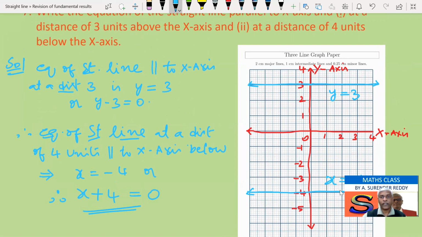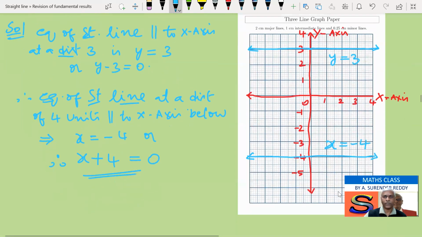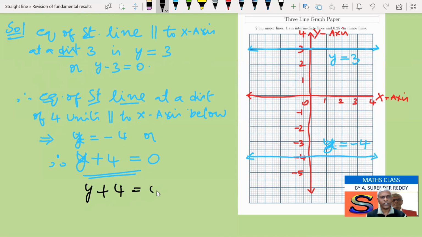Y is equal to 3 and y is equal to minus 4. Not x, this is y is equal to minus 4. So y is equal to minus 4, y plus 4 is equal to 0. Y plus 4 is equal to 0. And y is equal to 3 or y minus 3 is equal to 0.